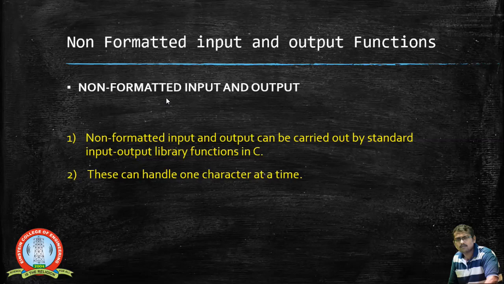Now, in the case of non-formatted input and output, it can be carried out by the standard input and output library functions which are available in C programming. Once we include those header files, we can normally use all those functions. And remember that these non-formatted input functions can handle only one character at a time.